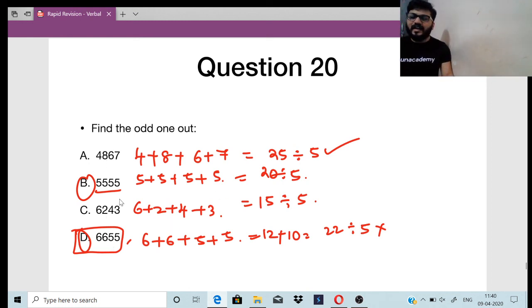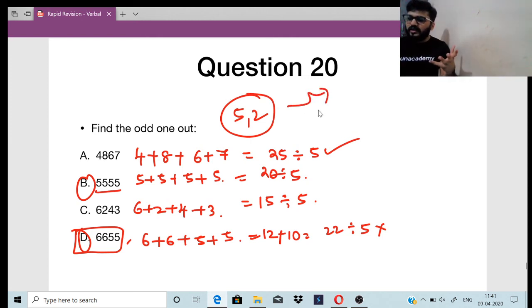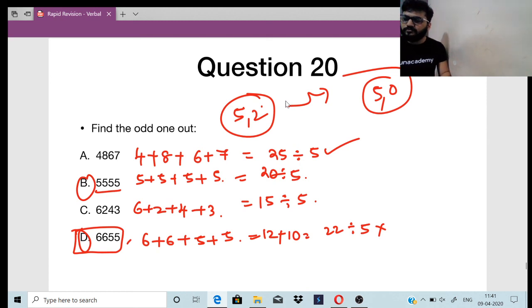No, all 3 are getting divided by 5, right? 5 is the most common multiple, right? 5 and 2, these both are common multiples in maths. 2 divides every other even number. 5 also divides every number which ends with 5 and 0, right? That is why we divide with 5 and 2.